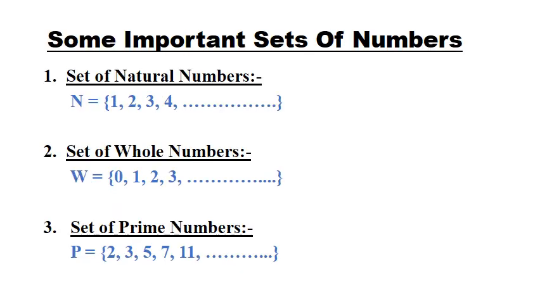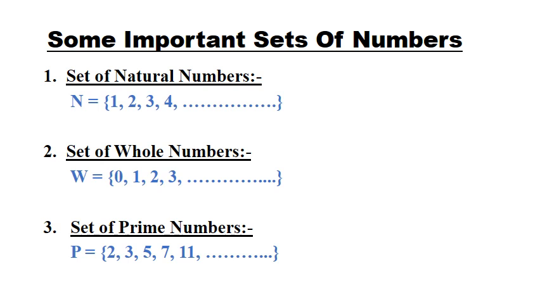Here we are going to discuss some important sets of numbers. So the first one is the set of natural numbers. A set which starts from 1 and will continue as long as you want is called the natural numbers. It is usually denoted by capital N. In mathematics, whenever you see this capital N, you will take it as natural numbers. So the natural numbers are 1, 2, 3, 4 and so on.